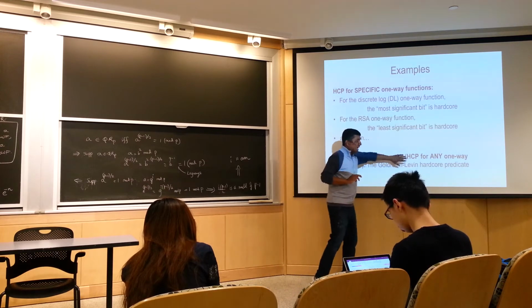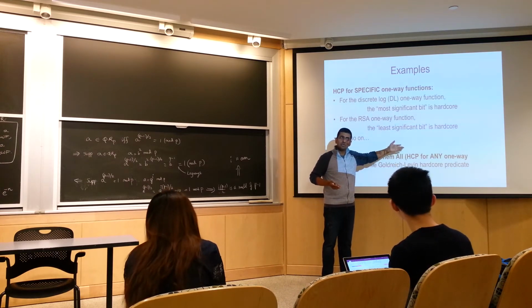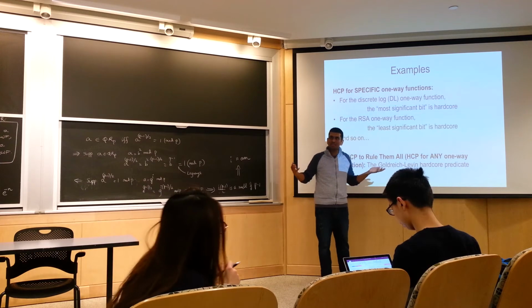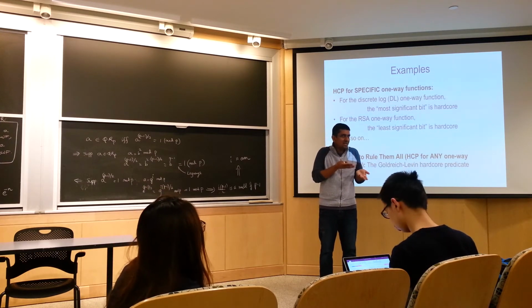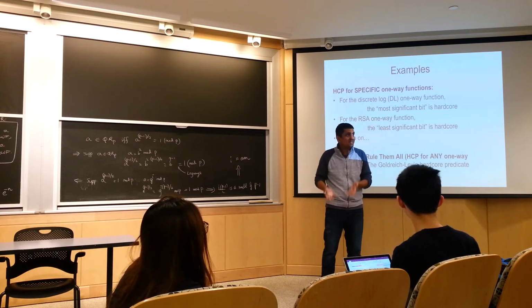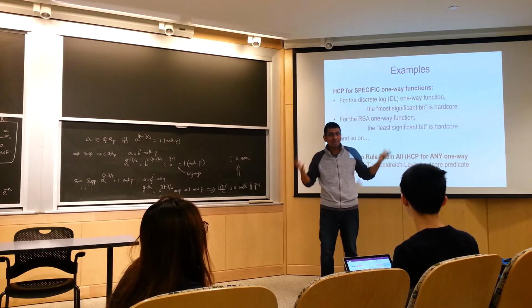Okay? And then you could ask, look, is this really what you want to do? For every new one-way function that someone comes up with, do you have to stare at it and try to see which bit is hardcore? Sometimes it's the most significant, sometimes it's the least significant, sometimes it's some other bit, sometimes it's the parity, maybe not, who knows, right?